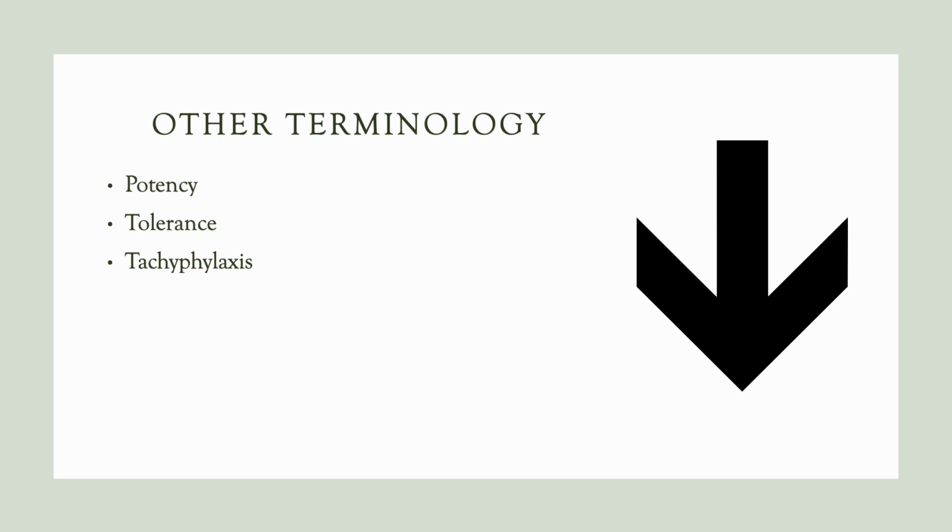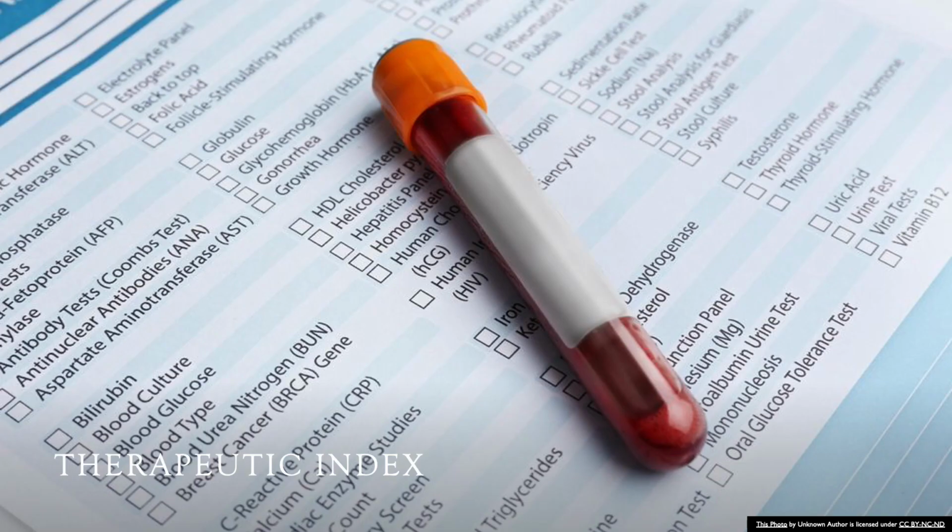Other terminology. Potency refers to the relative dose required to achieve certain effects. Tolerance is the process of becoming less responsive to a particular drug over time. Tachyphylaxis is an acute decrease in the therapeutic response. Therapeutic index is the relative measure of the toxicity or safety of a drug, the ratio of the median toxic dose to the median effective dose.